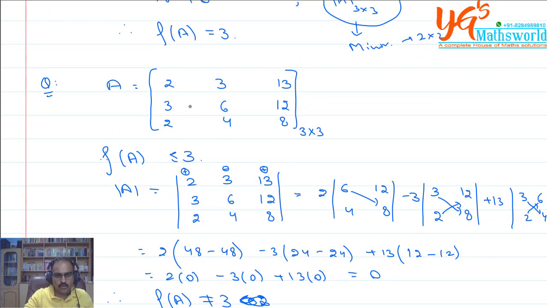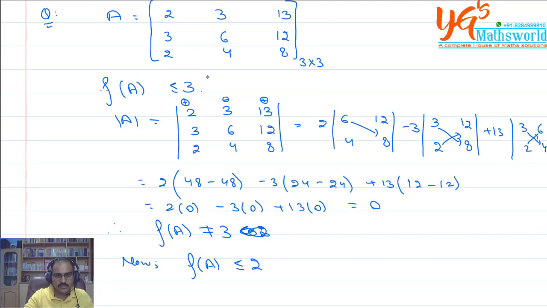Now I need to take all the minors of this matrix A. So starting with the first row, first column, I leave 2. Because we know that we have already done 3 cases, leaving 2, leaving 3 and leaving 13, all the values are 0. So that means the minor of 2 will be 0, minor of 3 and minor of 13, all the 3 minors will be 0.